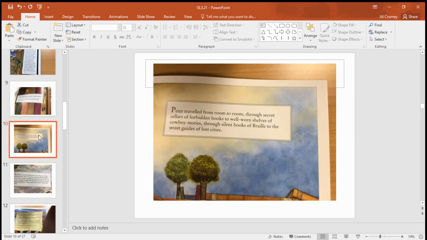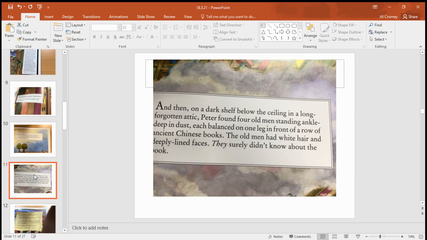Peter travelled from room to room through secret cellars of forbidden books to well-worn shelves of cowboy stories, through silent books of Braille to the street guides of lost cities. And then, on a dark shelf below the ceiling, in a long-forgotten attic, Peter found 4 old men, standing ankle-deep in dust, each balanced on one leg in front of a row of ancient Chinese books. The old men had white hair and deeply lined faces. They surely didn't know about the book.